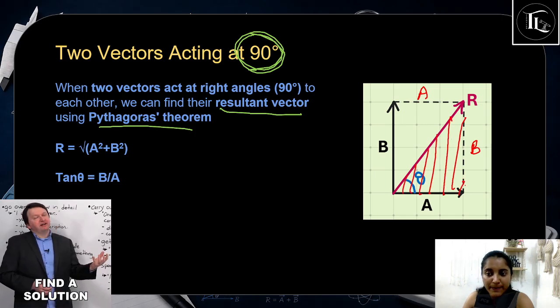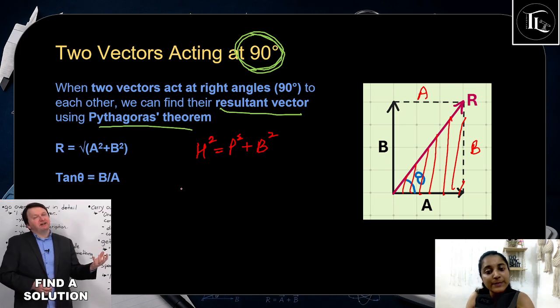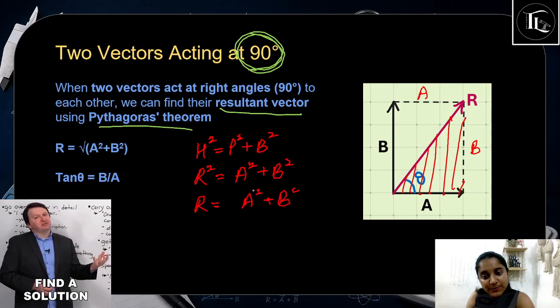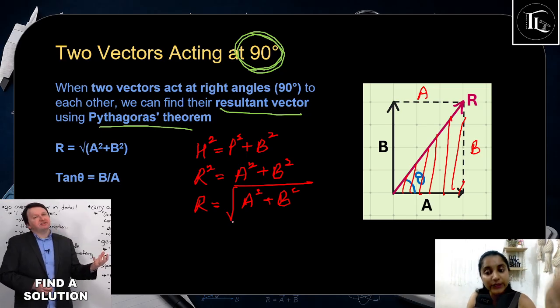So we can use the Pythagoras theorem, right? What does Pythagoras theorem say? Hypotenuse square is equal to perpendicular square plus base square. So hypotenuse is the resultant, and its square is A square plus B square. So resultant is the square root of A square plus B square. And now what about the direction? It's a vector, we need to tell the direction, right?